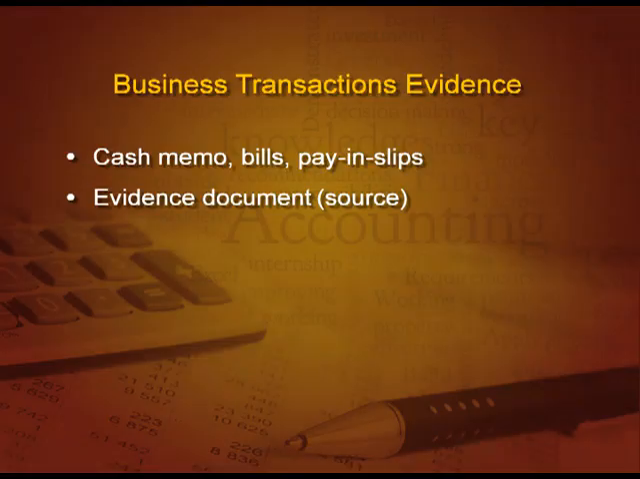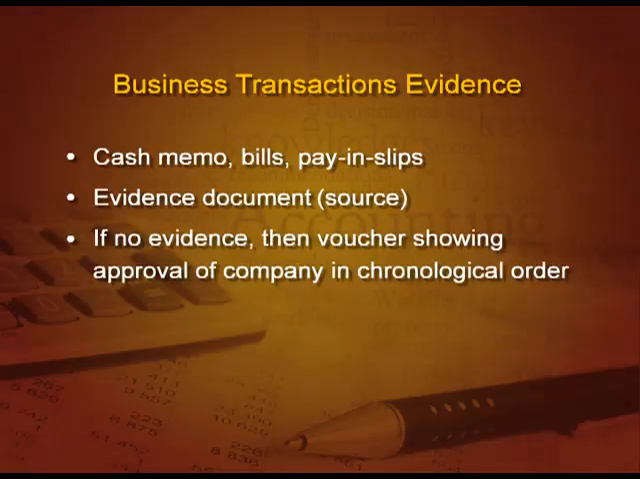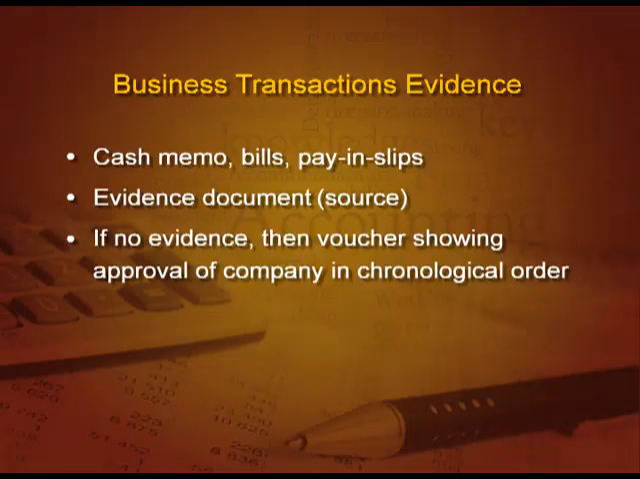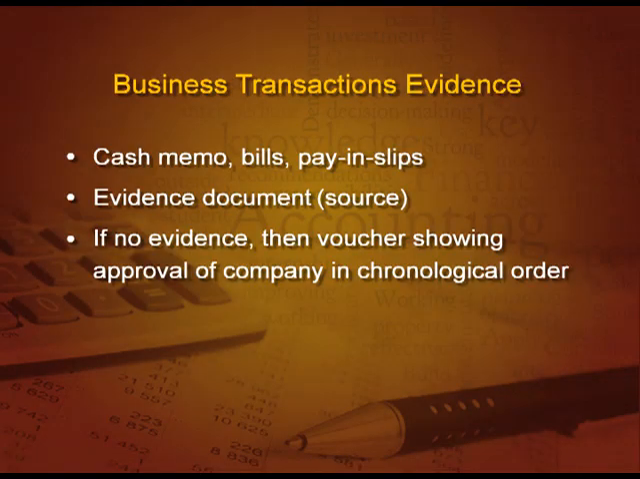Now, these are called evidence documents, that is, the source documents. If there is no evidence, then we have to prepare a voucher. This voucher is prepared by the company showing the approval of the company, and these vouchers are prepared in chronological order. Chronological means date wise order.